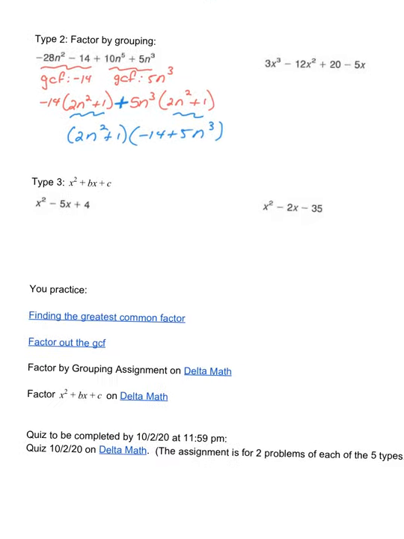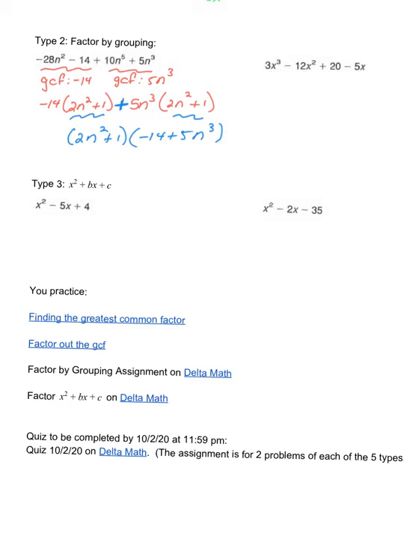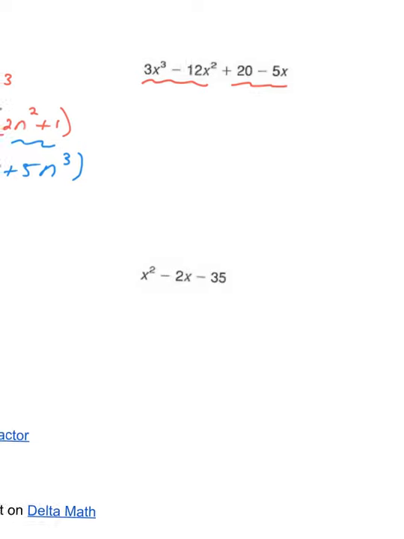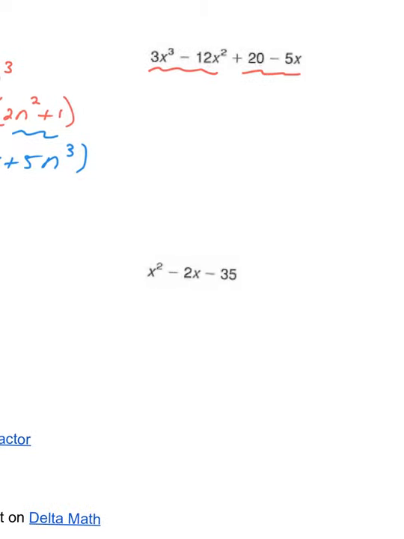Let me do one more example of this. Again, we're talking about factor by grouping because there are 4 terms. I'm going to go ahead and take out the GCF for the first two terms. So what's in common between 3x cubed and negative 12x squared? Well, they're both divisible by 3 and x squared.